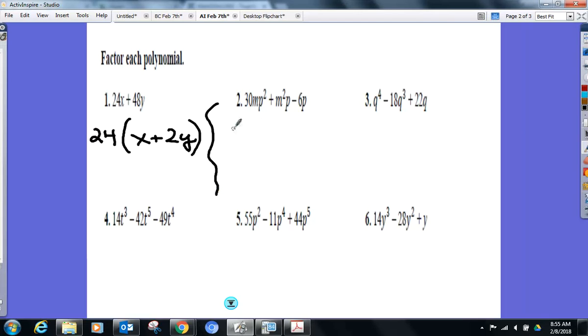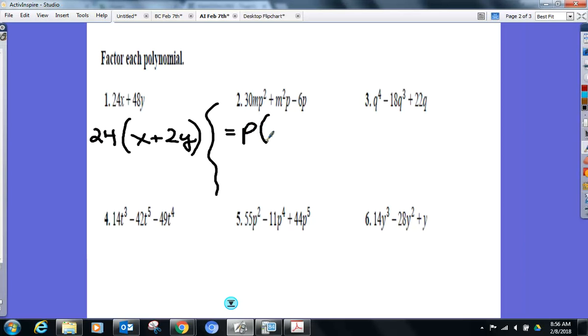What variable do all three of them have, though? A p. I got p squared, p to the first, and p to the first. I always take out the one with the lowest exponent. I know it doesn't look like much, but that's your GCF. It's just p. There's no number I can take out. All of them don't have numbers in common. It's just p.